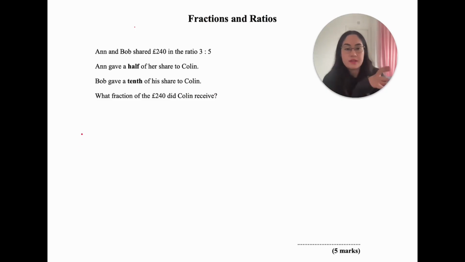It's common for fractions and ratios to be mixed in a question. Let's look at this example. Anne and Bob share £240 in a ratio of 3 to 5. Anne gave half of her share to Colin. Bob gave a tenth of his share to Colin. What fraction of the 240 did Colin receive?